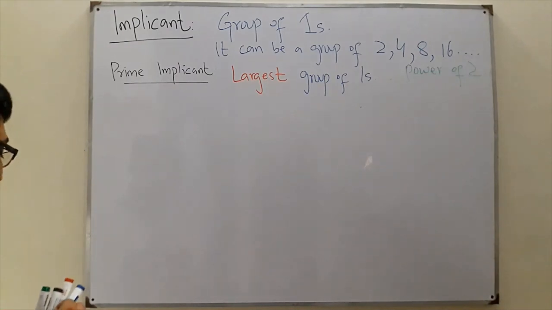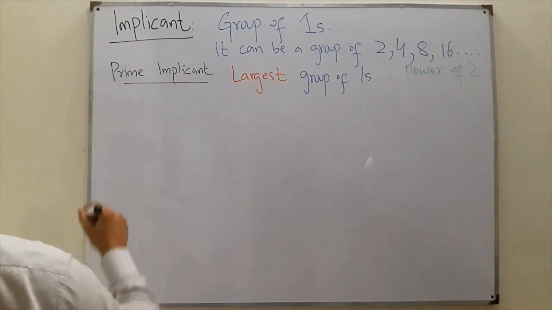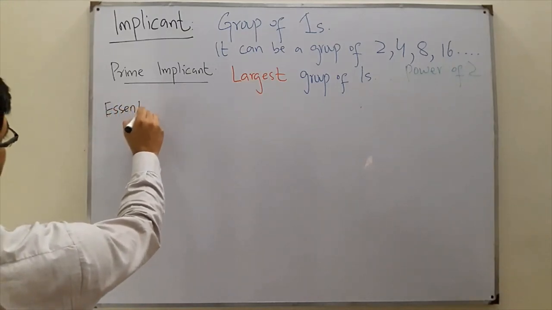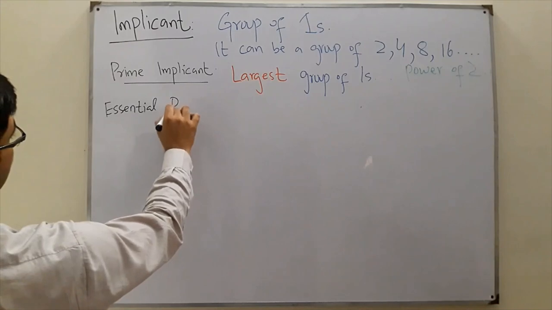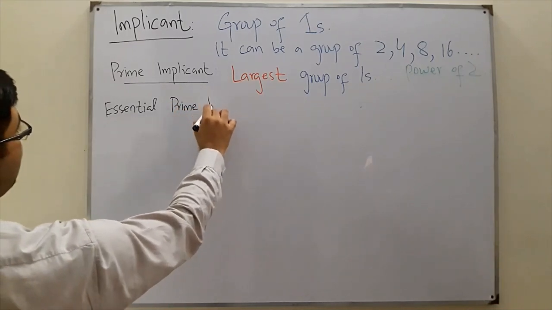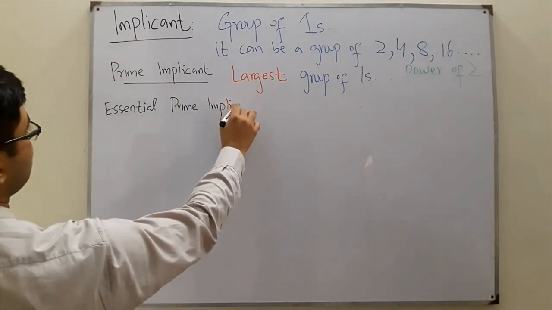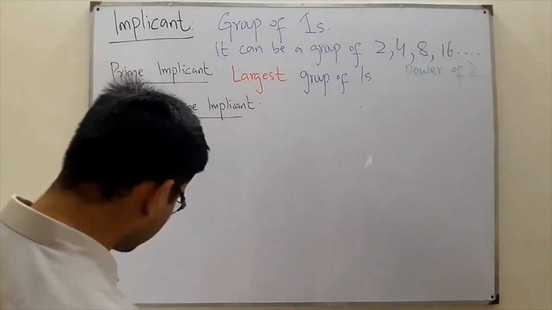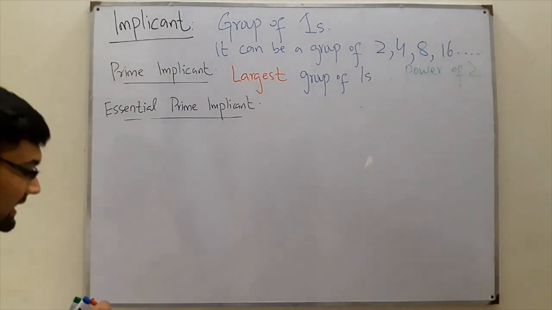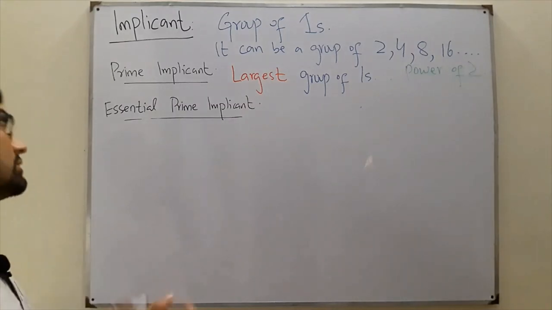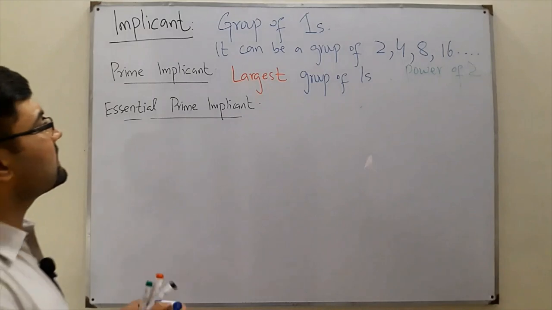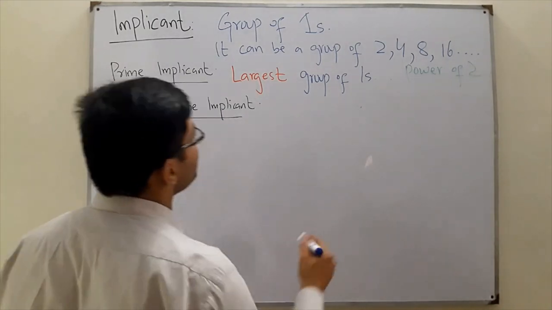Another one we have is the essential prime implicant. Now what is this? From the prime implicant, it is clear that it is the largest group of ones. So I continue it from here.